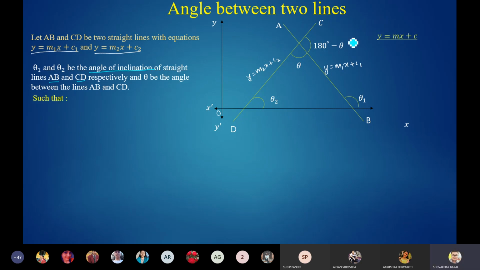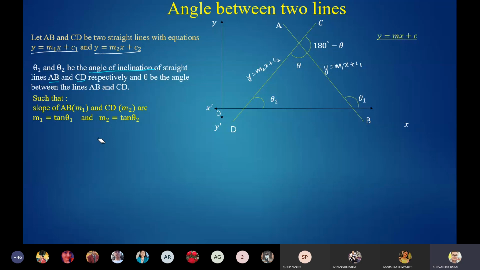So, we are supposing these angles such that the slope of AB, m1, is equal to tan theta1, and the slope of CD, m2, is equal to tan theta2. I think we can cover the derivation of this formula only today.